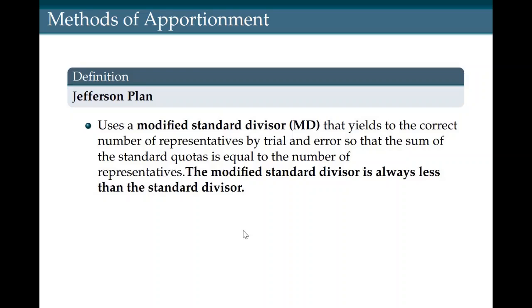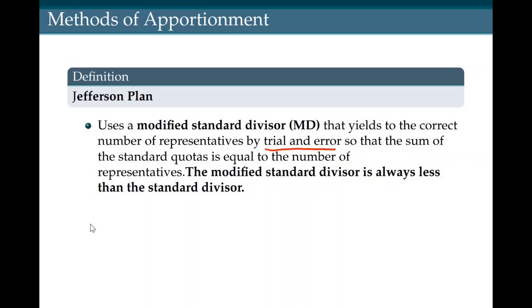Another method of apportionment is the Jefferson Plan. In the Jefferson Plan, it uses a modified standard divisor that yields the correct number of representatives by trial and error, so that the sum of the standard quotas is equal to the number of representatives. To give you an idea, the modified standard divisor is always less than the standard divisor.